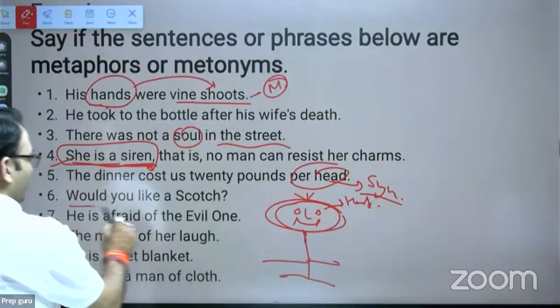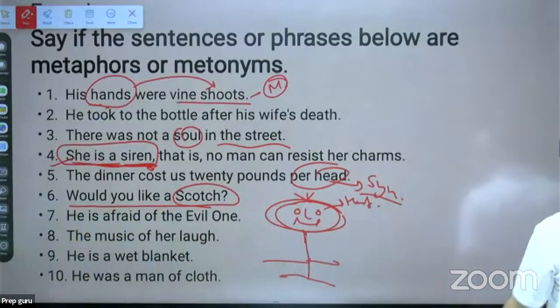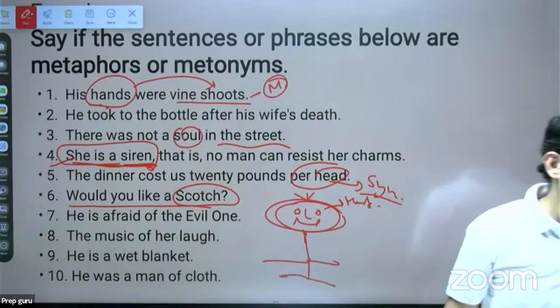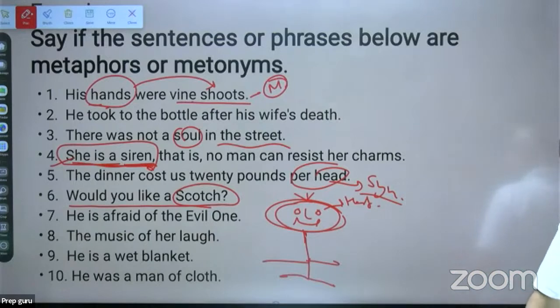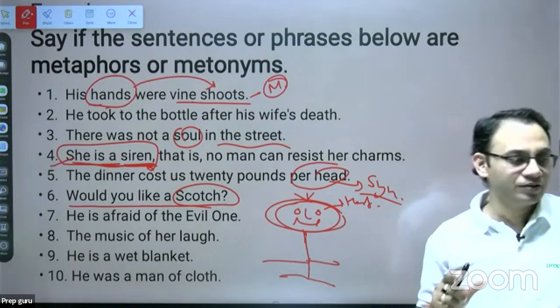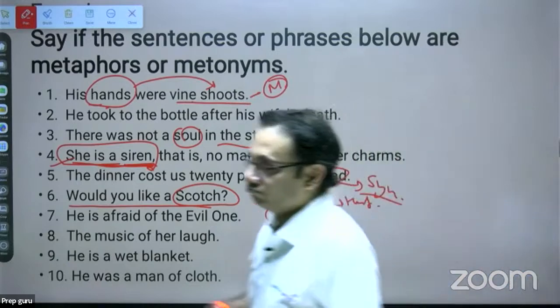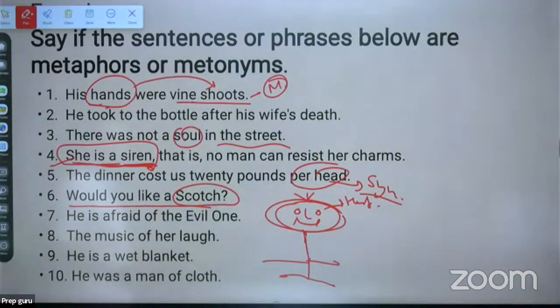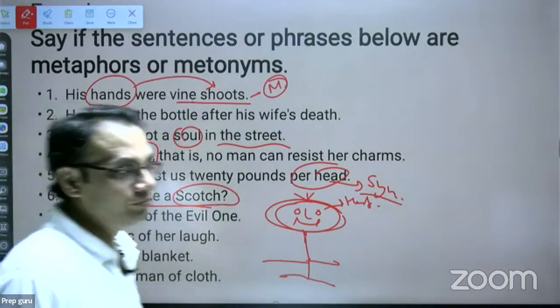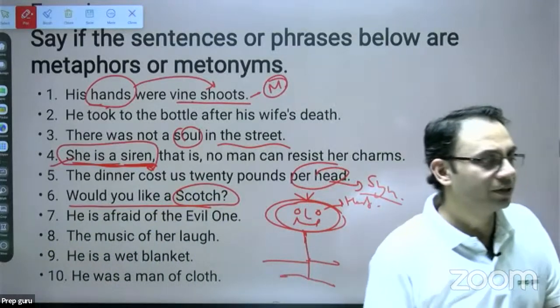Now, would you like a scotch? Question number 6. No, खुशविंदर. Like देखते ही सिमिली नहीं करना है. When like is used to show comparison, then only it is the case of simile. यहां पर comparison शो हो रहा है. यहाँ तो सिर्फ क्वेश्चन पूछ रहा है कि क्या तुम्हें स्कॉच चाहिए? Would you like a scotch? So it is what? It is metonymy. Yes, very good. Not simile. खुशविंदर समझ में आया? Not simile.